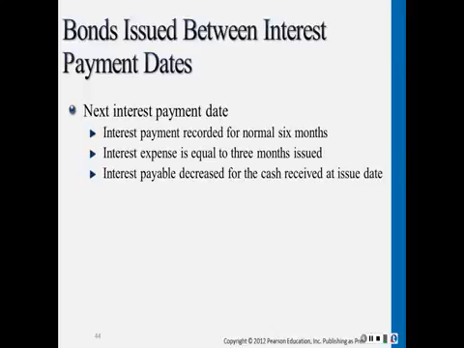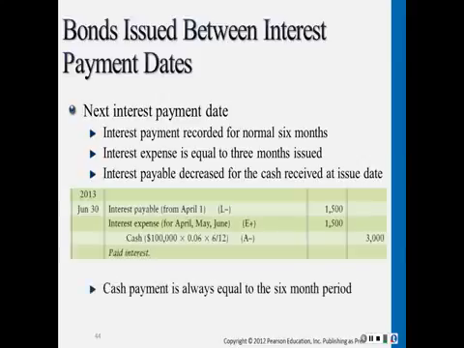On the next interest date, the company will pay 6 months interest to whomever owns the bonds at that time, but the company will have interest expense only for the 3 months the bonds have been outstanding. Remove the interest payable recorded at the bond's issuance, and record the interest expense for the time the bonds were held, and record the payment.